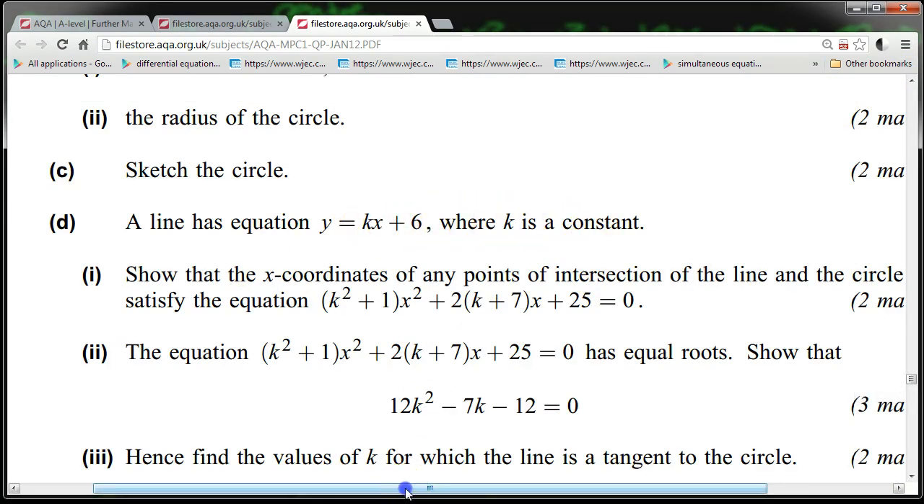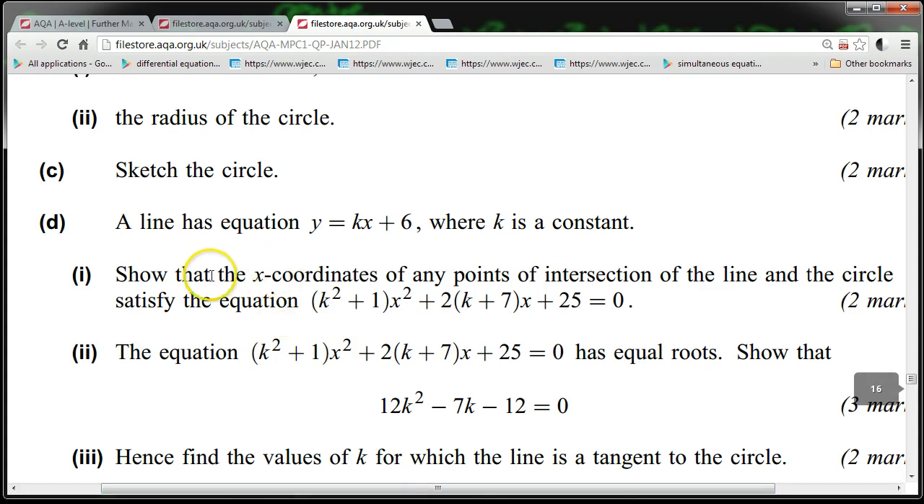Show that the x coordinates of any points of intersection of the line and the circle satisfy this equation here. This equation then has equal roots. Show that 12k squared minus 7k minus 12 equals 0. Hence find the values of k for which the line is a tangent to the circle.